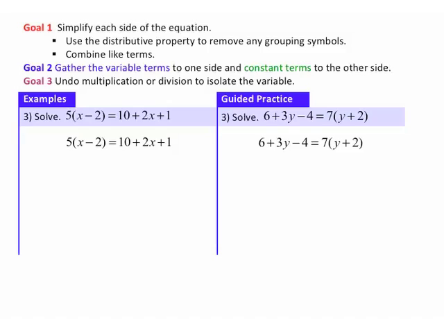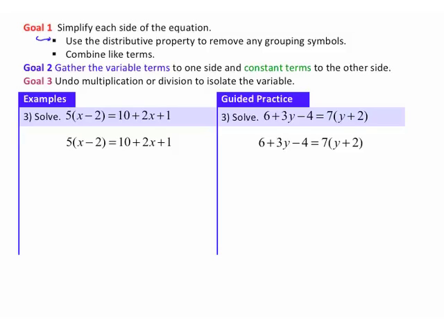Now let's take a look at an example that will help you understand how to use goals 1, 2, and 3 to solve an equation. Example 3. We're asked to solve this equation, and we got a lot of stuff going on, so we want to start with goal 1, which is to simplify each side of the equation. And the way we start is to see if we have the distributive property anywhere.